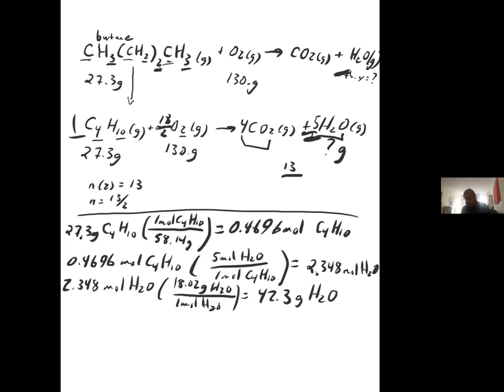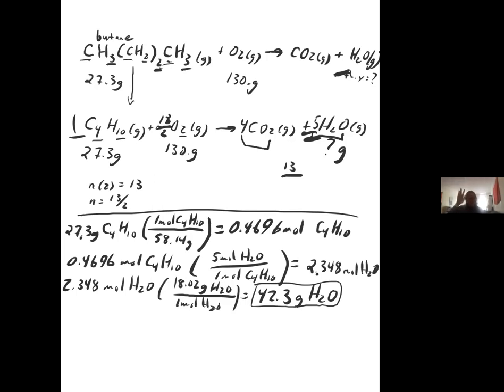Now that could be the answer. That could be the theoretical yield, the maximum amount, if the butane is the limiting reactant. So if the C4H10 is the limiting reactant, then that would be the answer. But we don't know whether it is. Maybe the oxygen is the limiting reactant. So how do you tell?